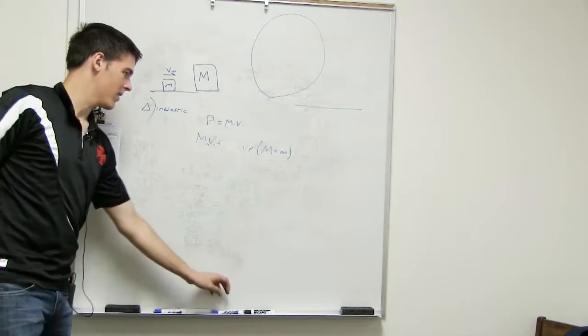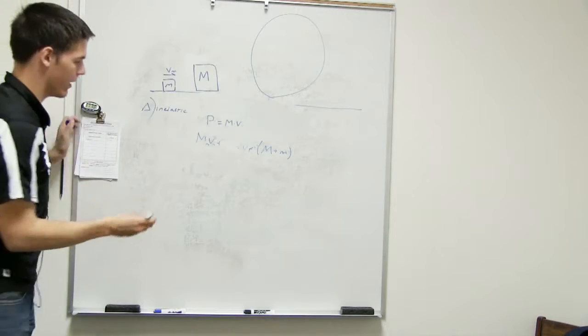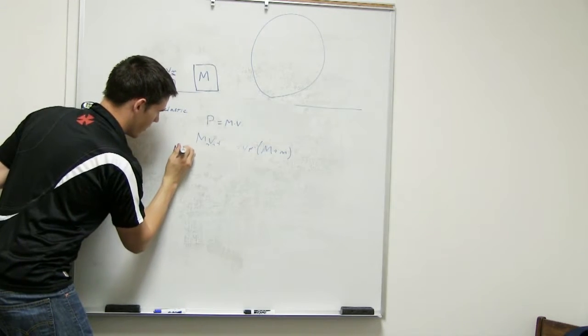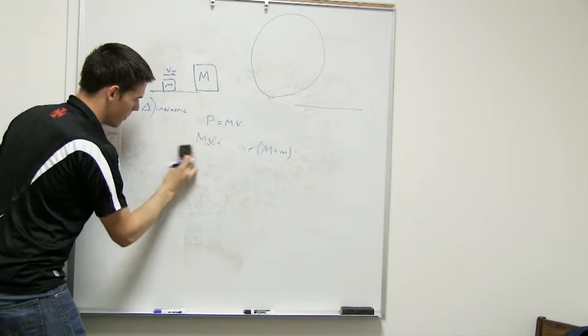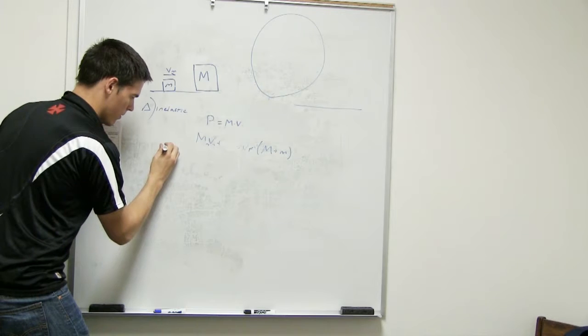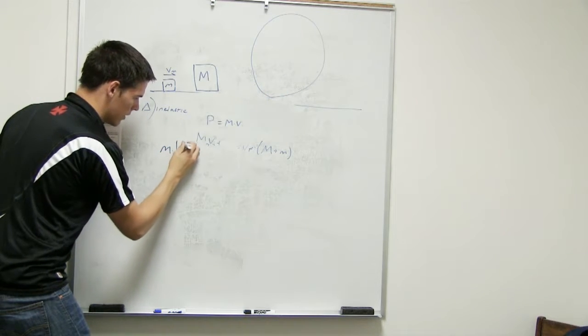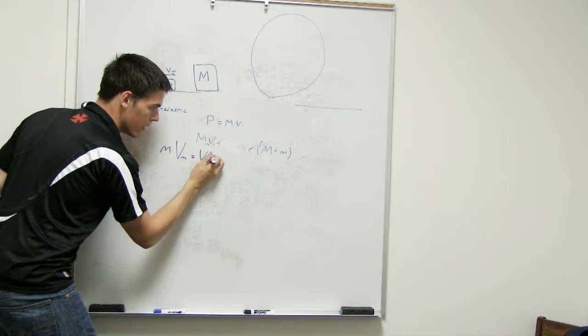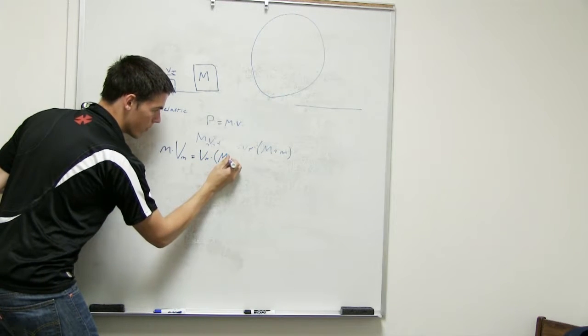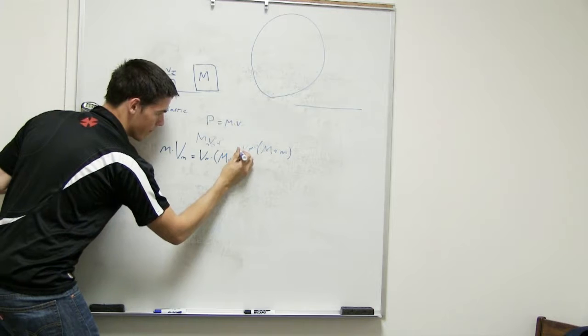All right. So we have your baby m, make that a baby m instead of a big M, times the velocity of the baby m, and that is equal to V final times your big M plus your little m.